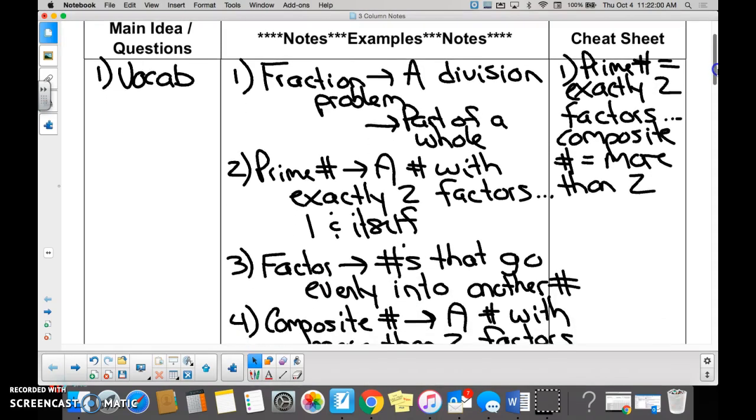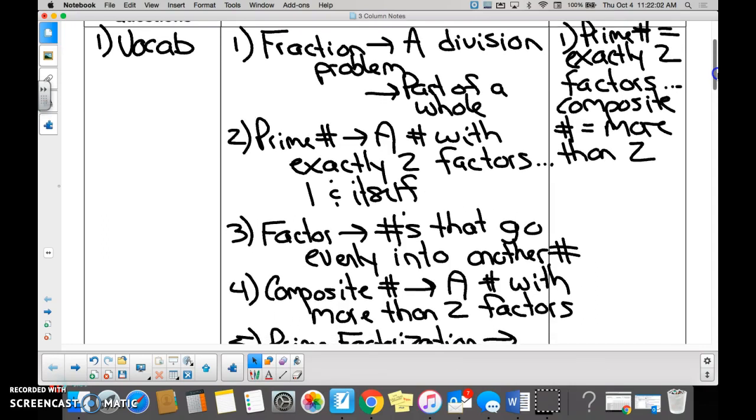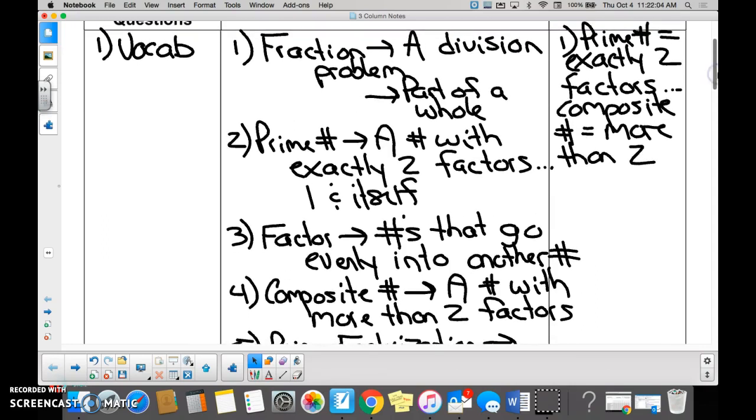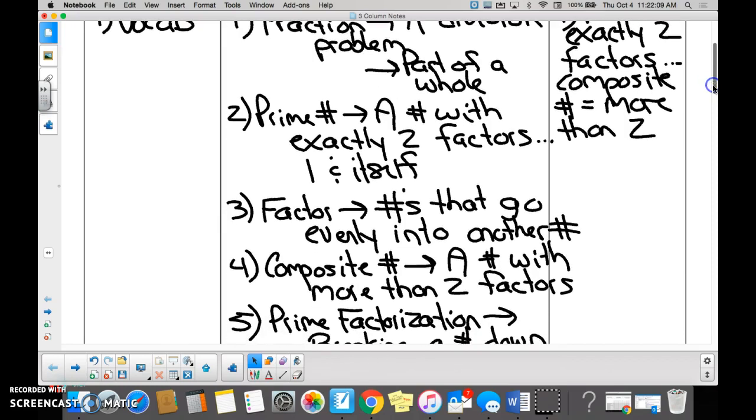Yes. You guys, the vocab is, I would say, vital for this lesson, because if you don't know these words, and I don't think a lot of you knew them, you can't do these problems. So fraction, division problem, we know that one.